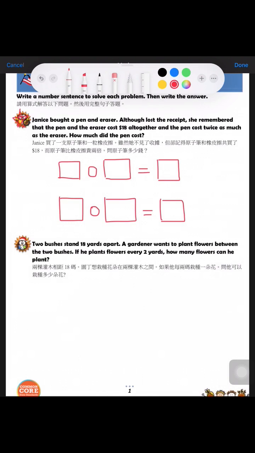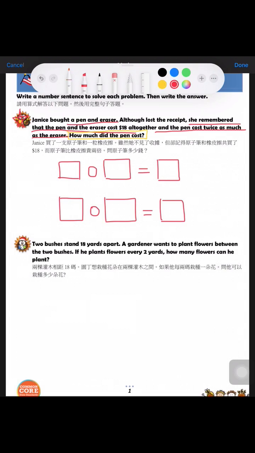A girl, Janice, bought a pen and an eraser. Although she lost the receipt, she remembered that the pen and the eraser cost $18 altogether, and the pen cost twice as much as the eraser. Now we need to find how much the pen cost.